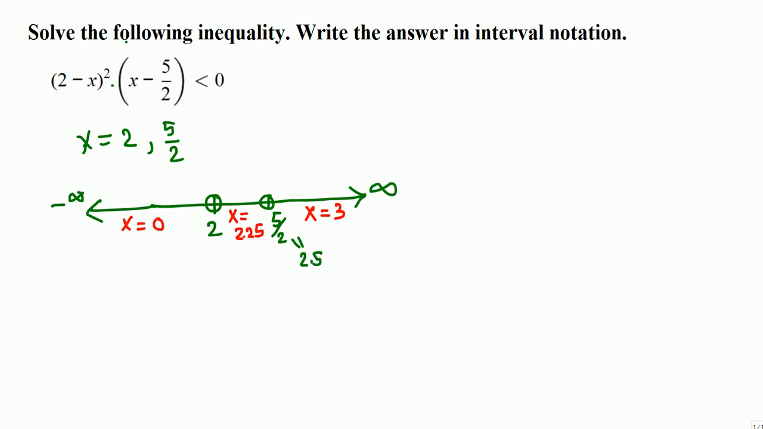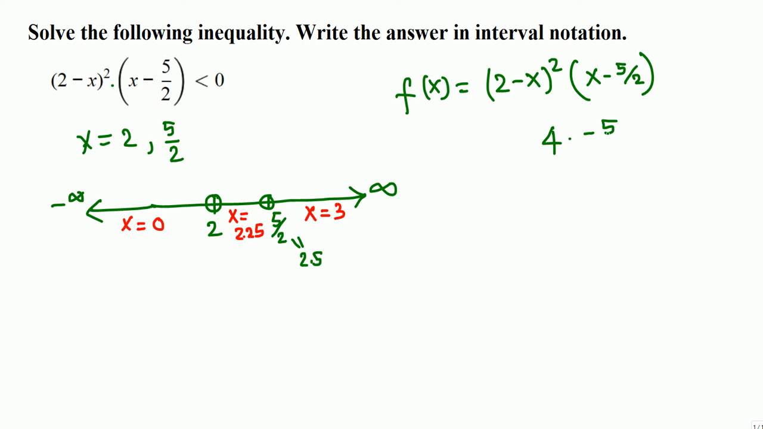I'll call that a function. Let me write the left hand side over here: (2 minus x) quantity squared times (x minus 5 halves). Let's plug in 0. 2 minus 0 is 2, squared is 4, times 0 minus 5 halves, which is negative 5 halves. If we multiply a positive and a negative number, we get a negative number. I'm not worried about the number; all I need is negative or positive. So positive times negative gives a negative number.